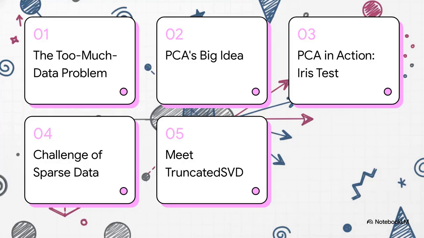So here's our game plan. We'll kick things off by talking about the too much data problem. Then we'll unpack the big idea behind PCA and see it work its magic on the classic Iris Dataset. After that, we'll hit a common snag involving something called sparse data. And finally, we'll meet the tool that's built to solve it, TruncatedSVD.